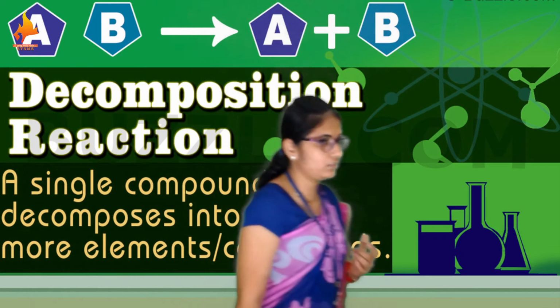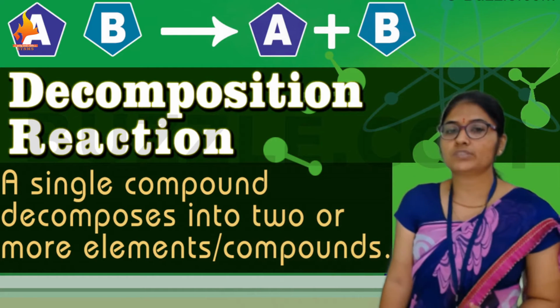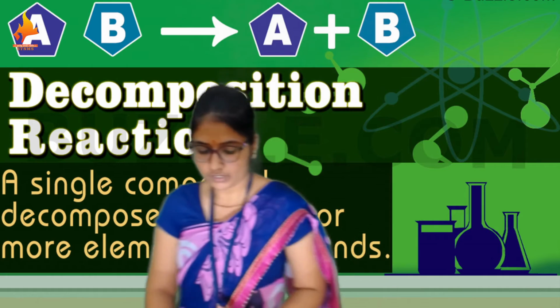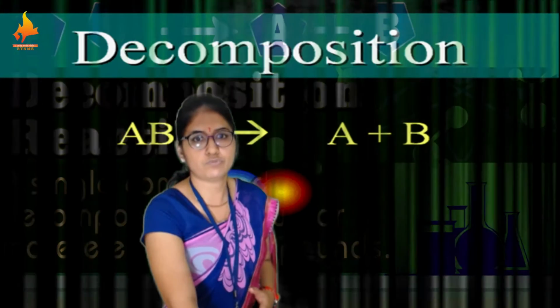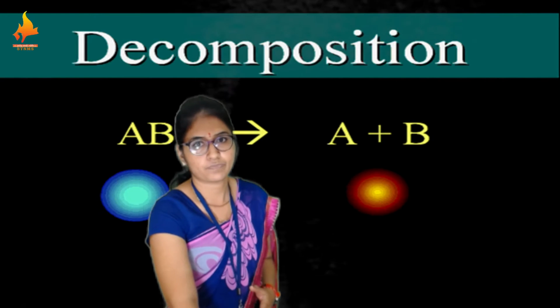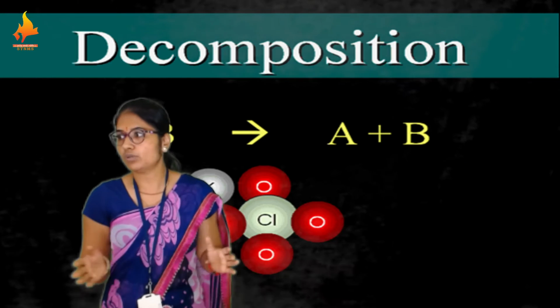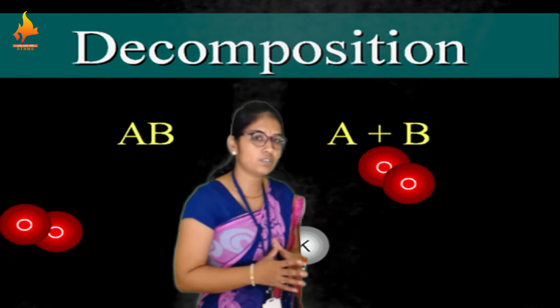In this reaction, different sources can be used to decompose the reactant. We can use light, heat, or electricity to decompose the reactant to form different products. See the equation: AB decomposes into its constituent products A plus B. One more example is given below.